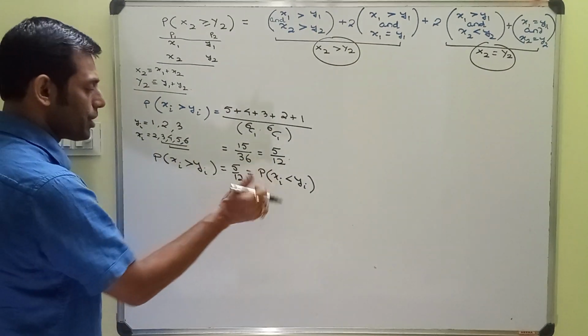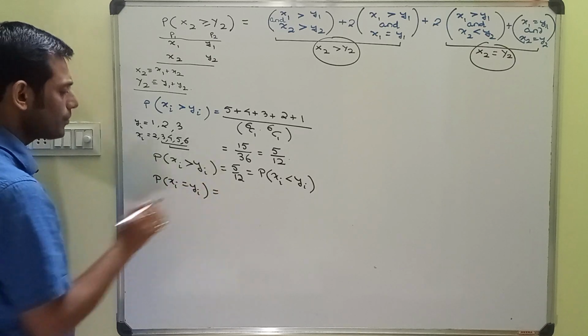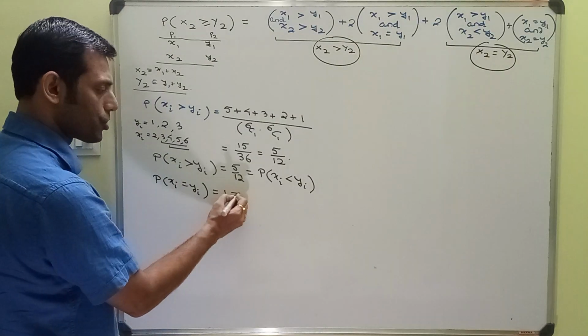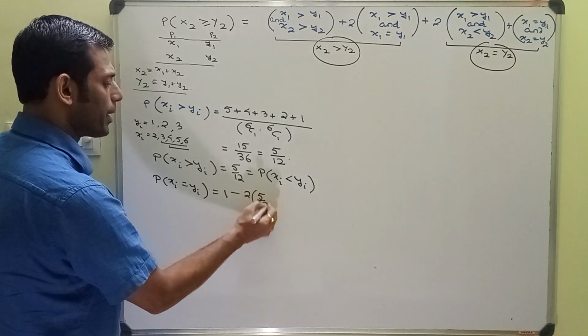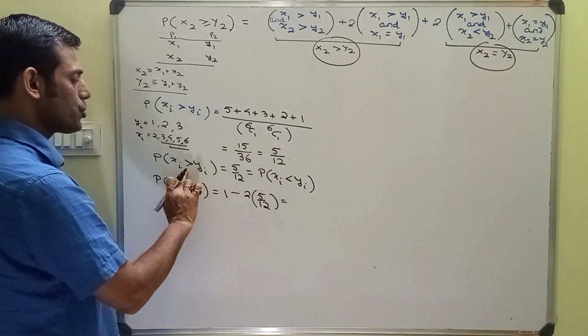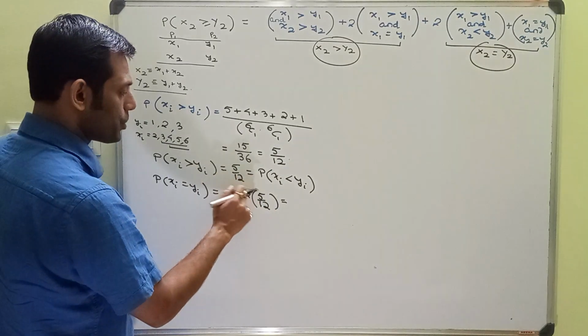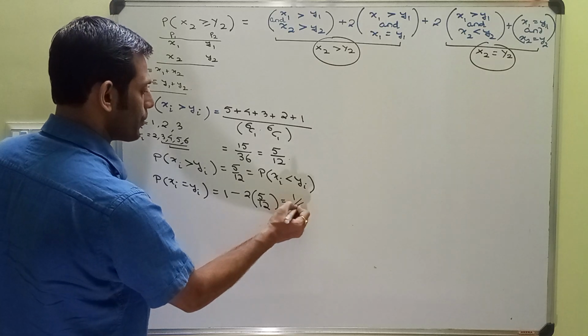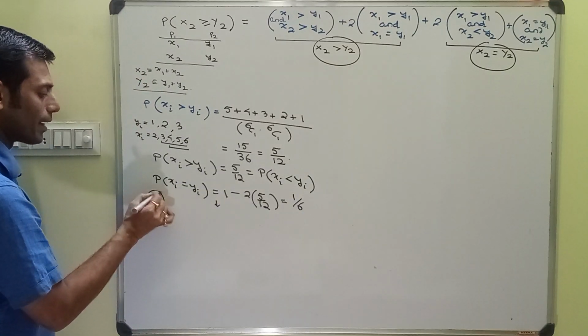Now, 2 cases taken here. That means the probability of xi equal to yi can be 1 minus 2 times 5 by 12. 2 cases of this, 5 by 12 subtracted from the total, that means 1 minus 5 by 6, that means it will be 1 by 6. Alternately, this can also be seen like this.